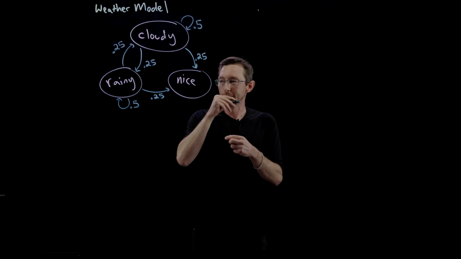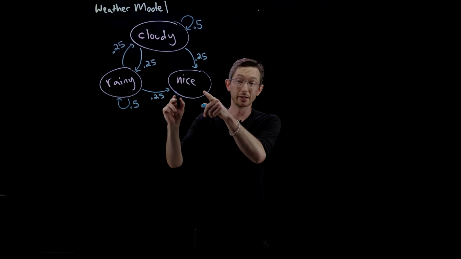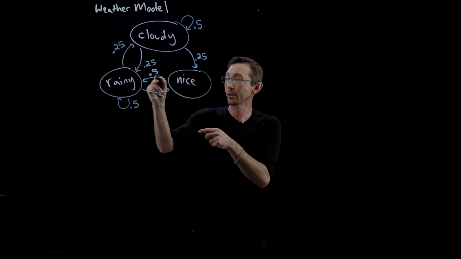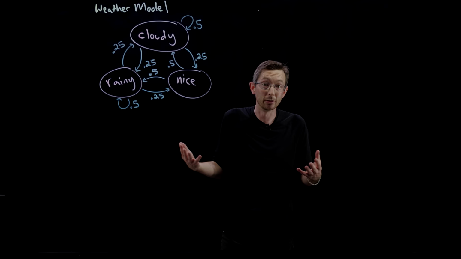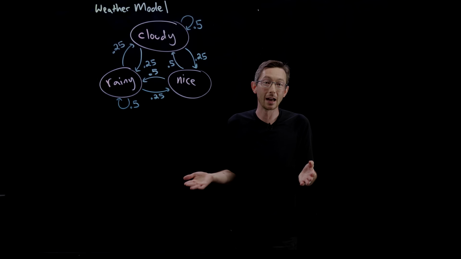Glasses always half full. And so for this one, it's going to be a little different. I'm going to say if it's nice today, there's a 50% chance it'll be rainy tomorrow and a 50% chance that it'll be cloudy tomorrow. Okay, so I just made this up. Of course, this is nonsense, but this is just a model that you can write down. That is the cool thing about mathematical modeling: you get to build these things the way that you want to describe the world.